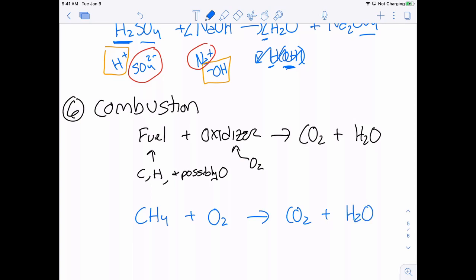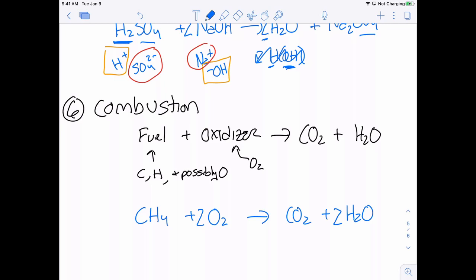And then remember, I want to balance my carbons first. Right now they are balanced. I'm going to do my hydrogen next. So CH4 is 4 hydrogen, water just has 2. So a 2 goes in front of water. That gives me 4 hydrogen. On my product side now, I have 2 oxygen with CO2. I have 2 oxygen with water. So I have 4 oxygen total on that side. So I'm going to go back to my reactant side, put a 2 in front of O2, that's going to give me my 4 oxygen.